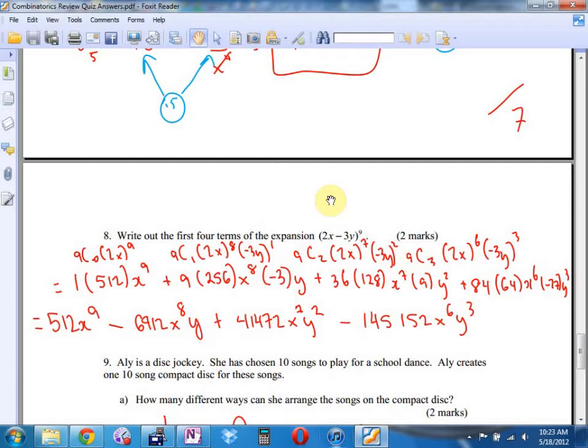How many terms are there that I asked for, Carson? How many marks is this worth? What would be a smart marking scheme? Letting each one be worth how many marks? A half.